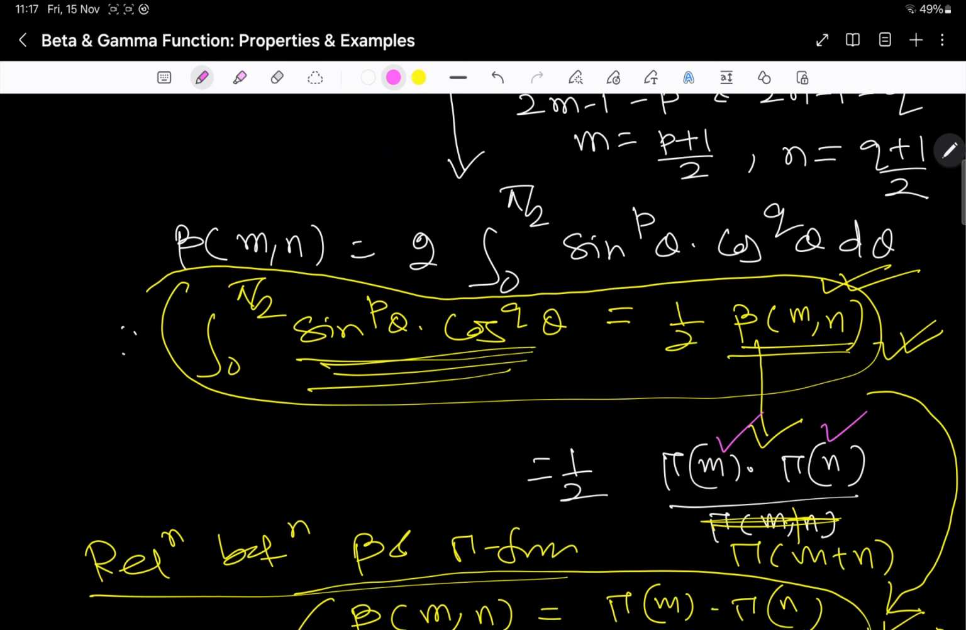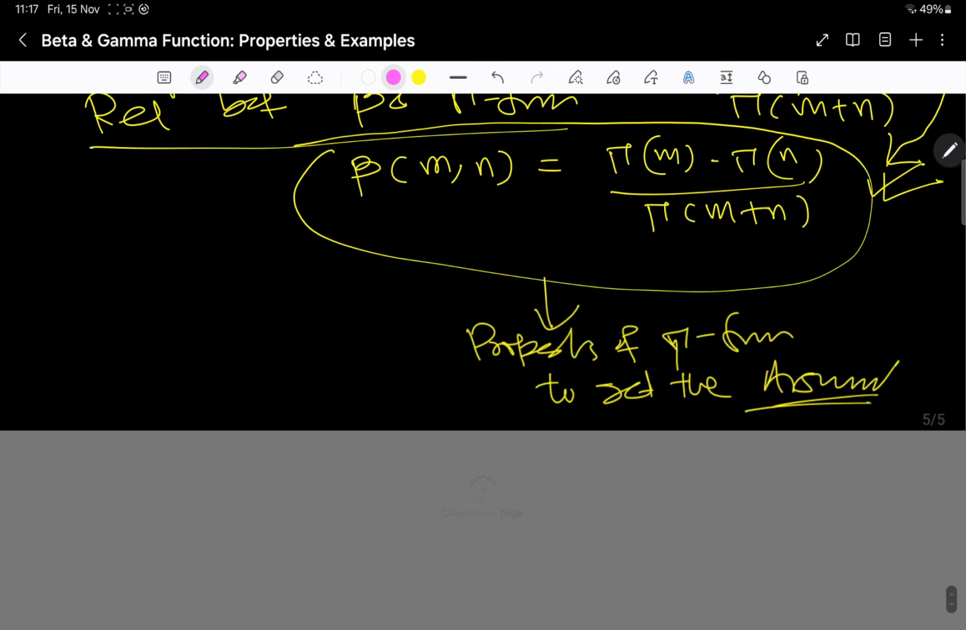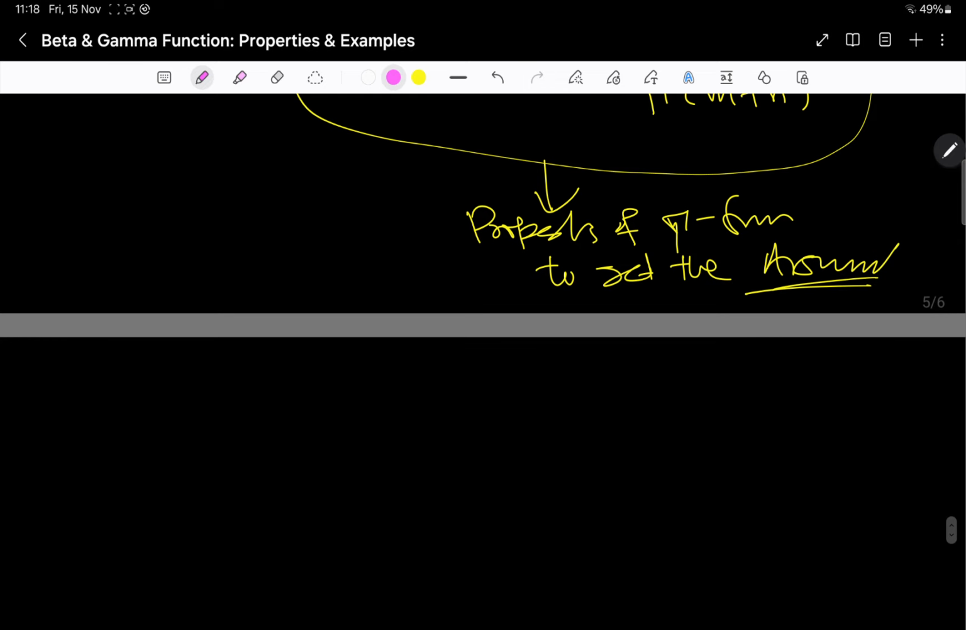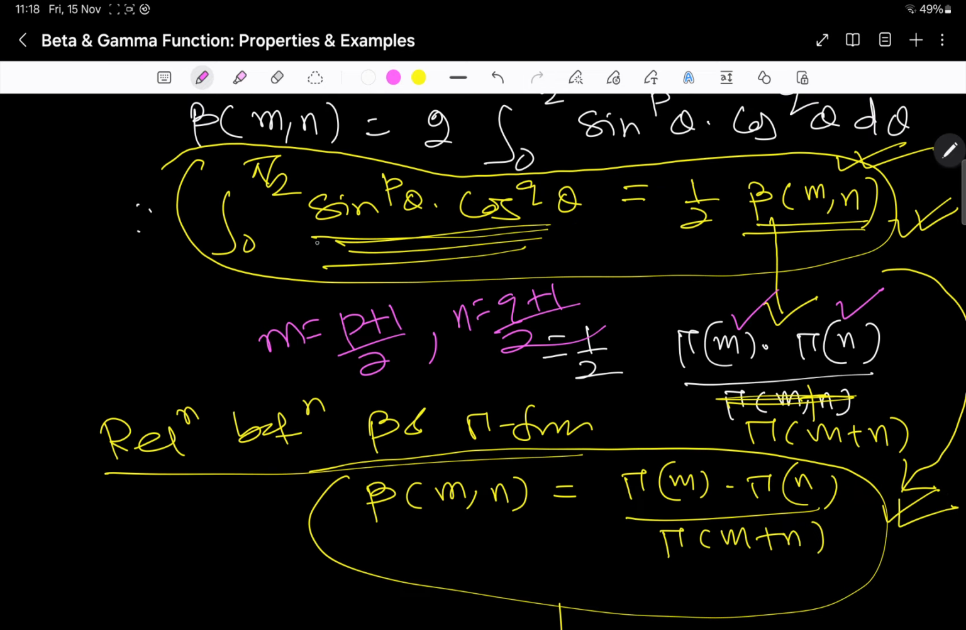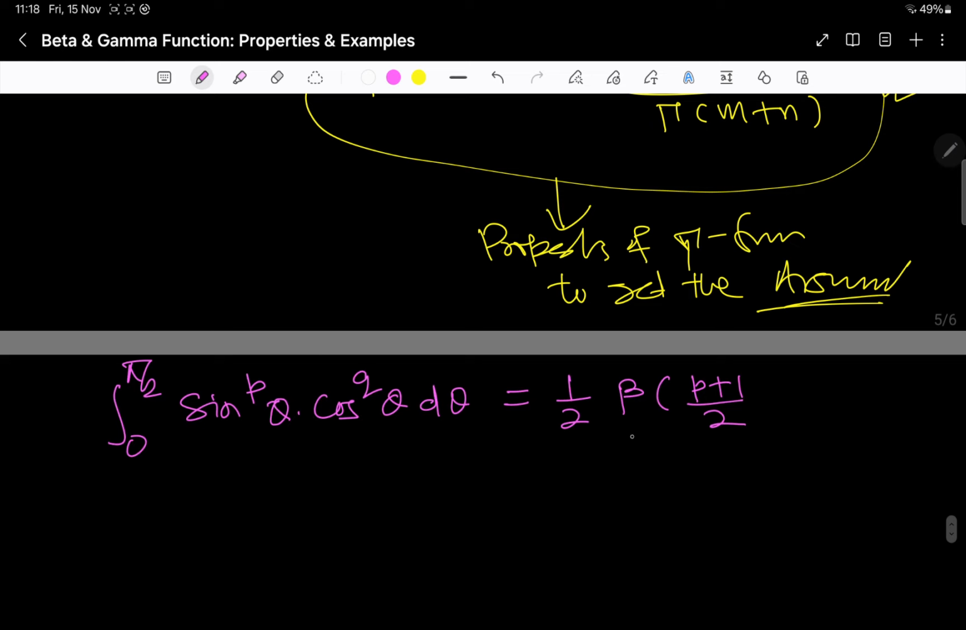So here what are your m and n? Here m is p plus 1 by 2, and n is q plus 1 by 2. So we rewrite the formula again to have a clear understanding. As we see, sin p cos q is half beta mn, where m is this and n is this. So I write in terms of p and q. It is half beta of p plus 1 by 2, comma, q plus 1 by 2.